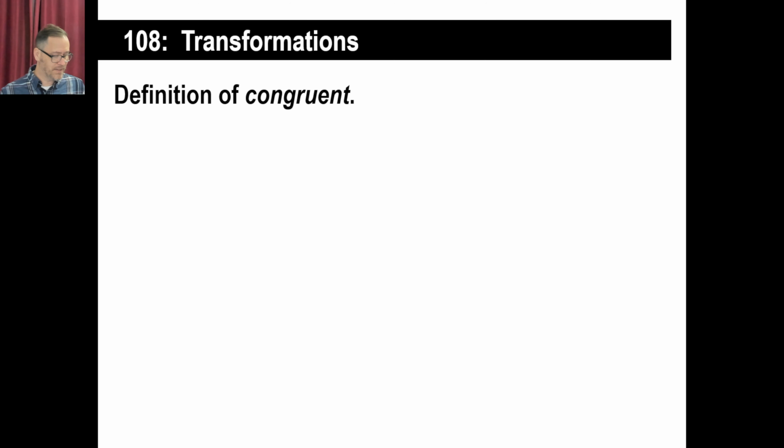Okay, let's look at the word congruent. In geometry, it basically means equal. It's kind of a fancy way of saying it. In other words, if two lines are congruent, that means they're the same length. If two shapes are congruent, that means they fit right over on top of each other. They take up the same space.